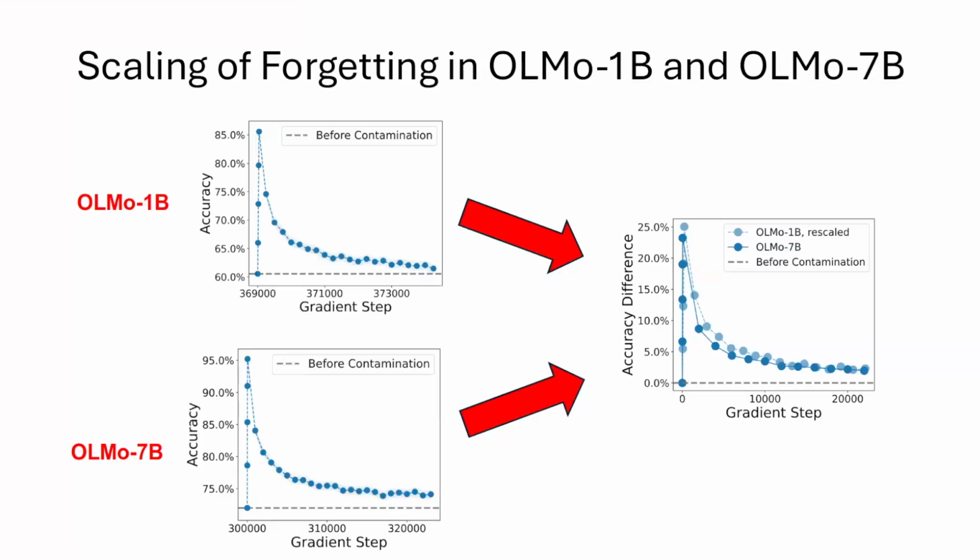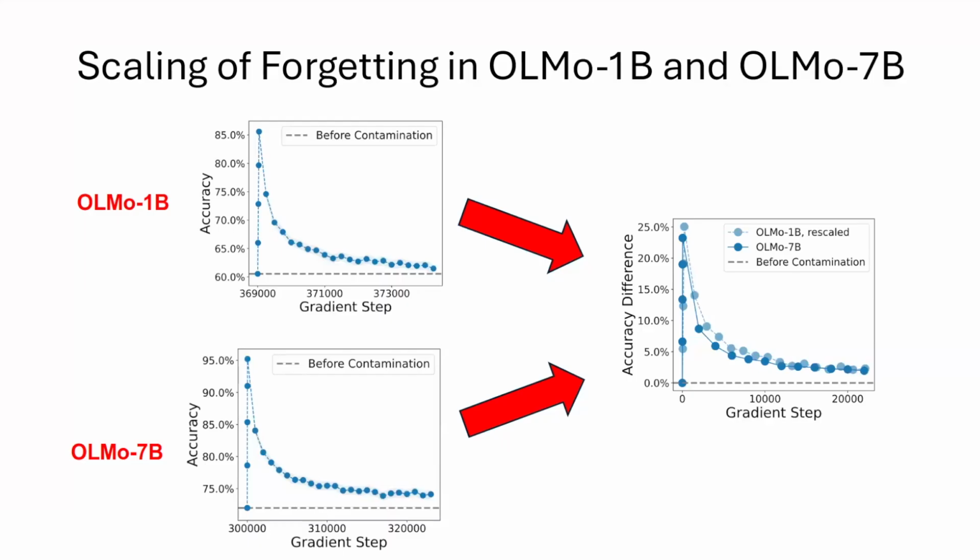Okay, what do we see here? We see two curves that look exactly the same. The first curve is the forgetting curve for almost 1B, and the second is the forgetting curve for almost 7B. But if you look closely, what is very different is the number of steps on the x-axis. Here, the Olmo 1B model, after essentially 4,000 steps, has almost completely forgotten the contamination. But for the 7B model, it takes much longer. So even after 20,000 steps of training, there is still a significant difference in terms of the contamination, right?